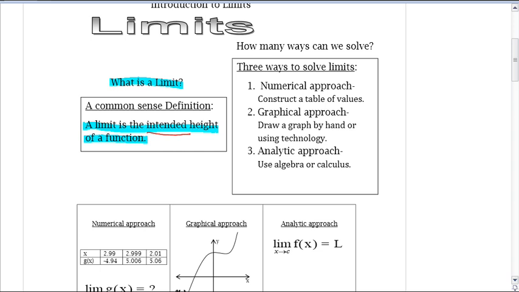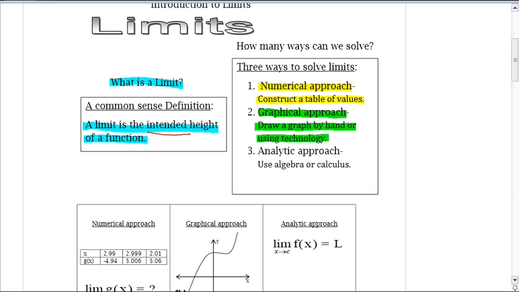In terms of how many ways we can solve, there are 3 ways that you can solve a limit. The first one is called numerical. Now, numerical, basically you're using a table. So you construct a table of values, or you're given one, and then you can find the intended height of the function. In terms of the second approach, my favorite, graphical approach, you either draw a graph or you look at a graph, and you can see what the height will be at a given x value.